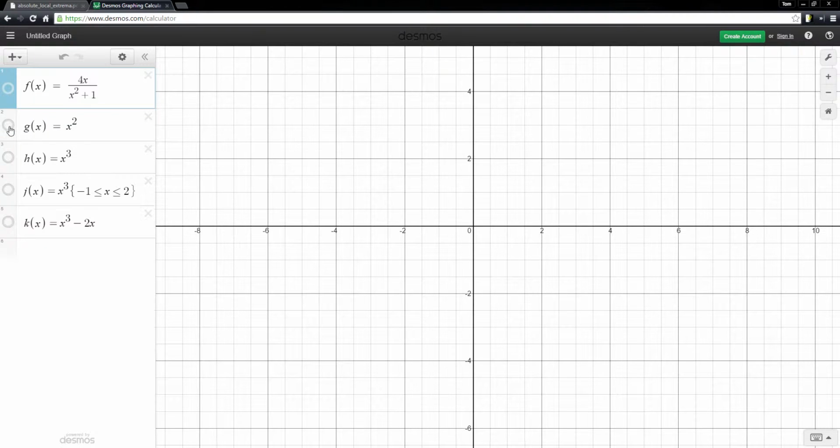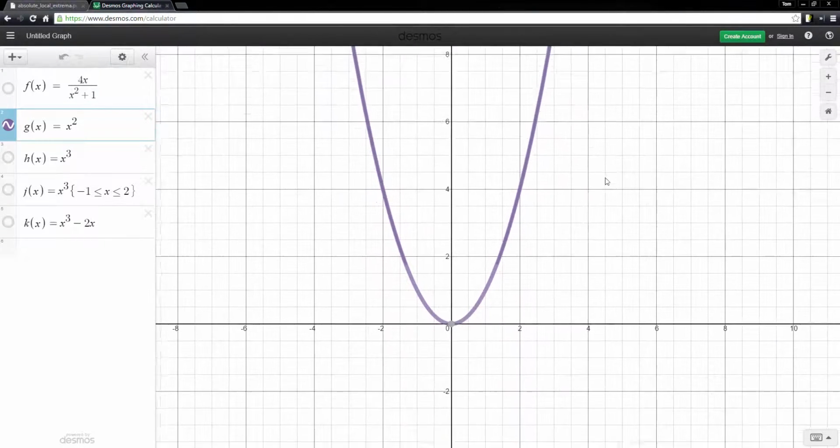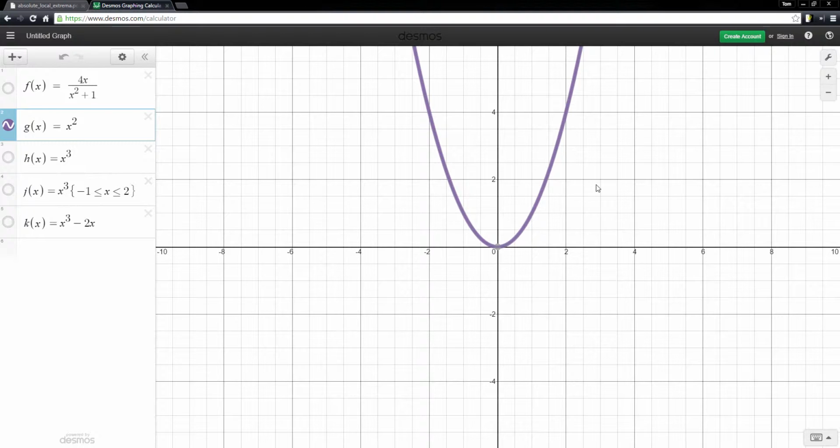All right, let's take a look at this function, g of x equals x squared. It's a pretty simple function. It has an absolute minimum right here. The lowest point on the graph, if I consider the entire graph, is this point down here, and it has a y value of 0. So the absolute minimum of g, this function g of x equals x squared, on the entire number line, is 0. The smallest y value. And there is no absolute maximum of this function. This function just keeps going up and up, so there is no highest point on the graph. So there is no absolute maximum.